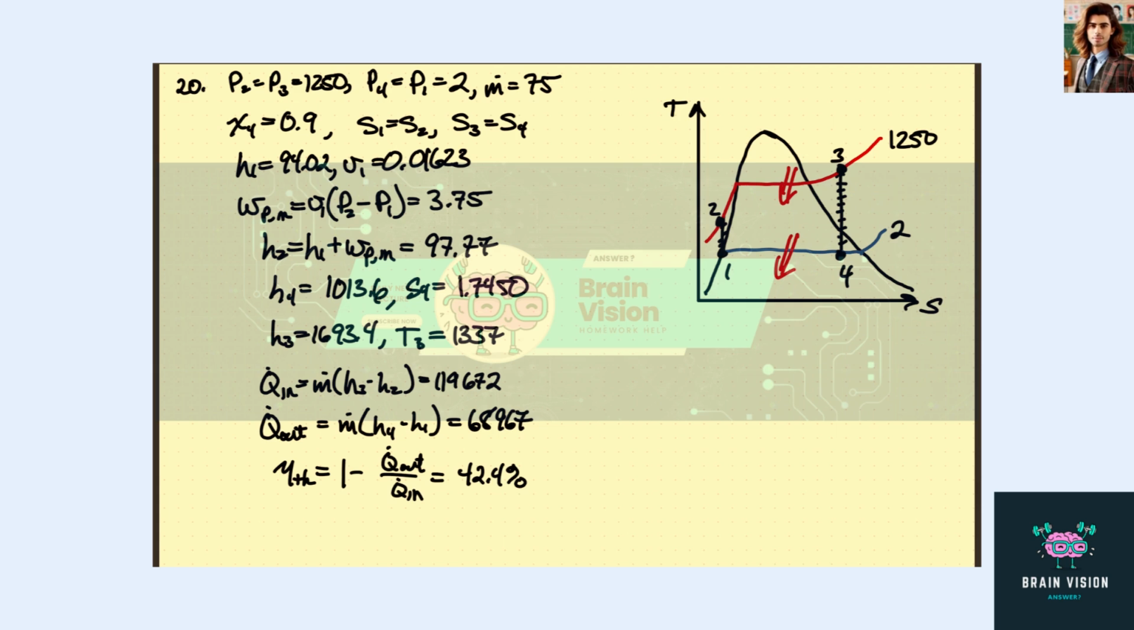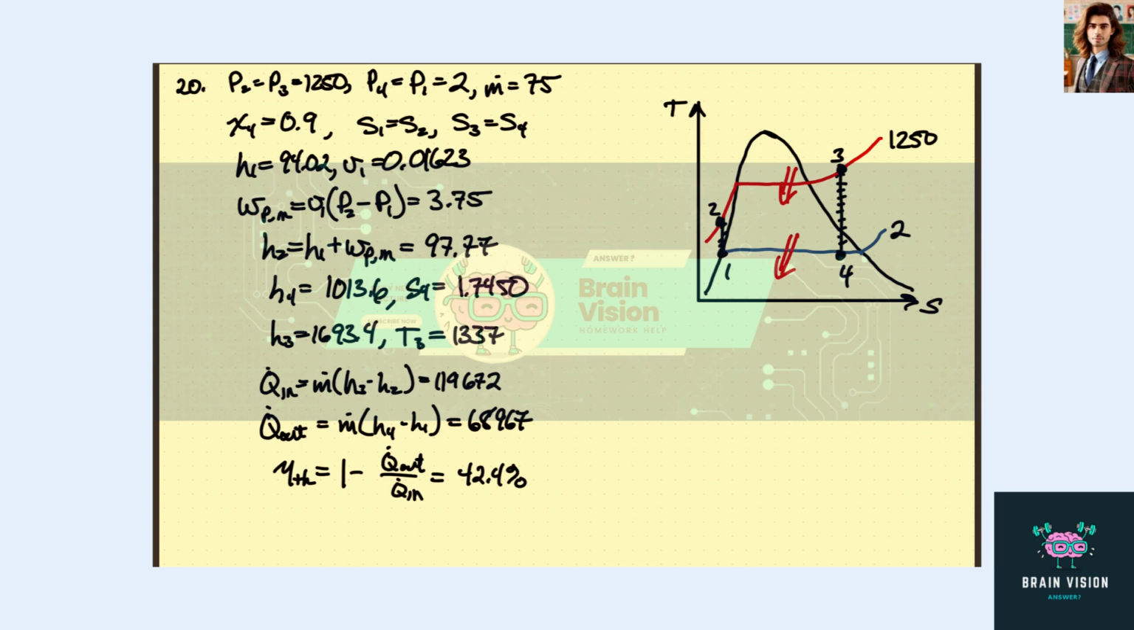At state 1 here, it's saturated liquid, so we can get the enthalpy and the specific volume. We can figure out the work because we have an incompressible fluid and we're increasing the pressure from P1 to P2. And so we get 3.75 BTU per pound mass. That allows us to do an energy balance on the pump, and we figure out the enthalpy going out of the pump is 97.77 BTU per pound mass. Again, this would be an ideal pump.